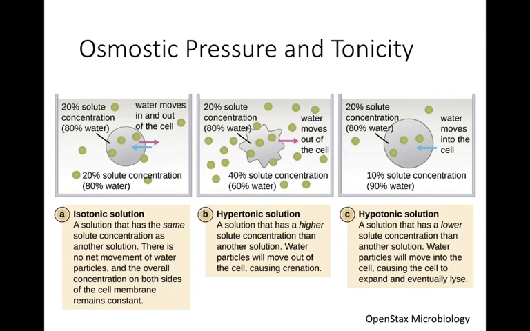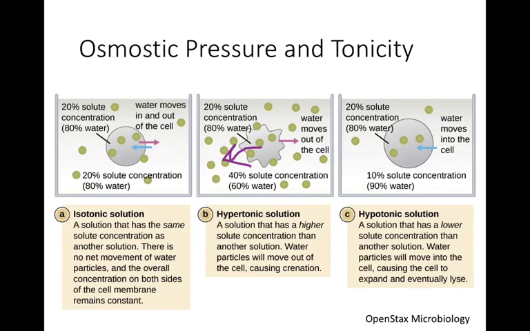In the middle, we see an example of a hypertonic solution, one in which the solute concentration inside of the cell is 20%, water concentration is 80%, and the solute concentration outside of the cell is 40%, and therefore the solute concentration outside of the cell is greater than the solute concentration inside. Water is going to move out from these cells in order to reduce that percent solute concentration, again to reach equilibrium across the plasma membrane. And so we would say in this case that the solution is hypertonic relative to the cell.